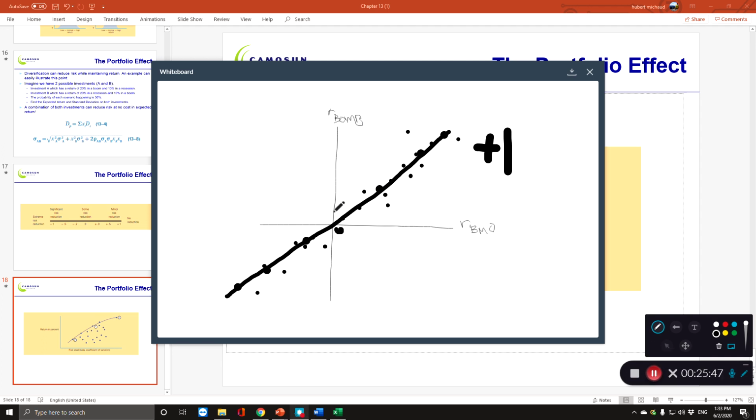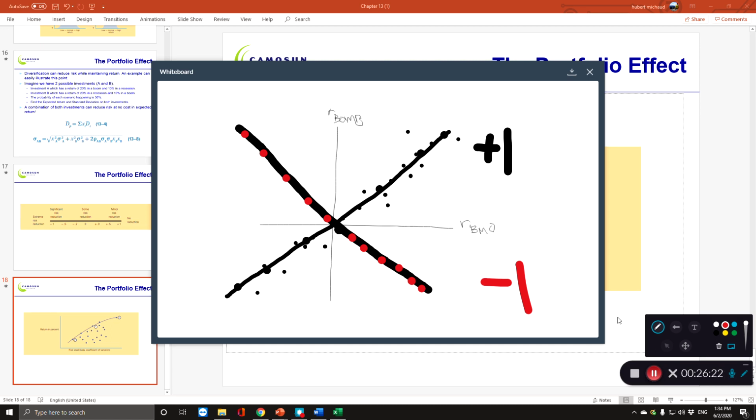On the other end, if the correlation was -1, basically we would, wow, I should not have drawn this that way. I'm sorry. I should have used a smaller pen size. But if the correlation was -1, the observations would all be on this straight line here, and it would be negatively related. So when the return on BMO goes up, the return on Bombardier goes down. So there's a negative correlation between the two. They move in different directions. When the correlation is positive, they move in the same direction.